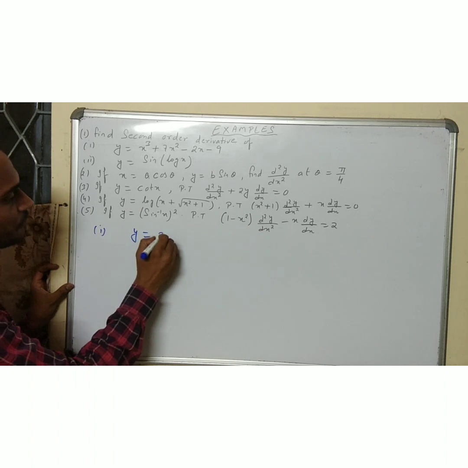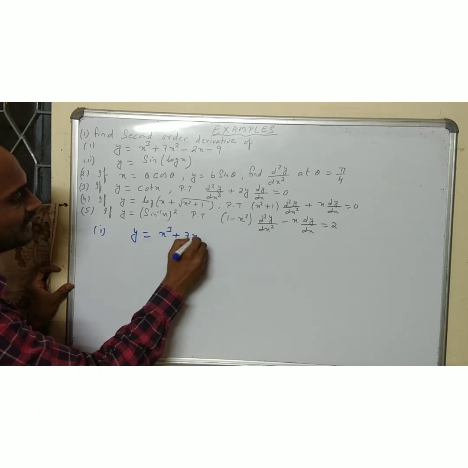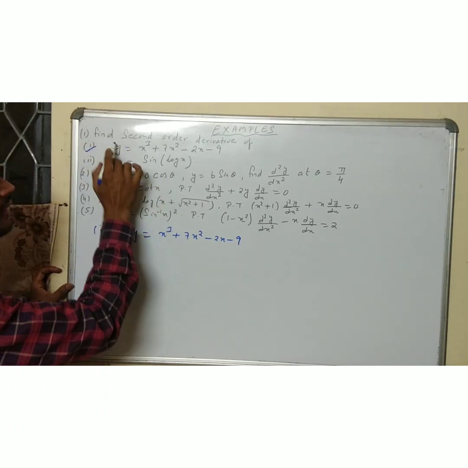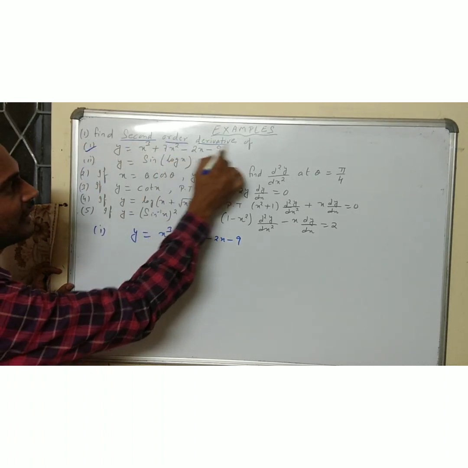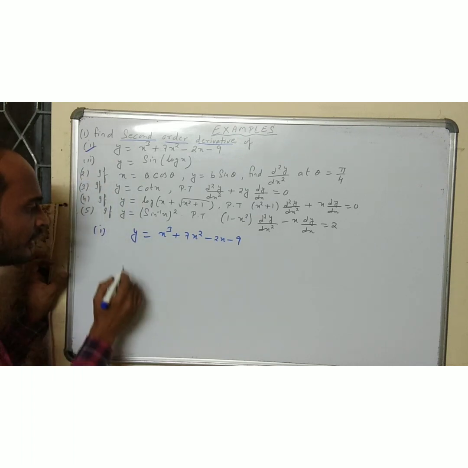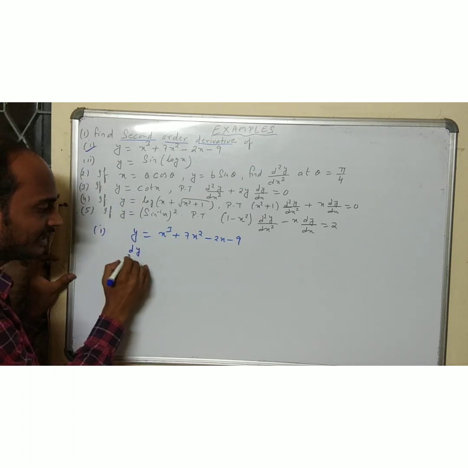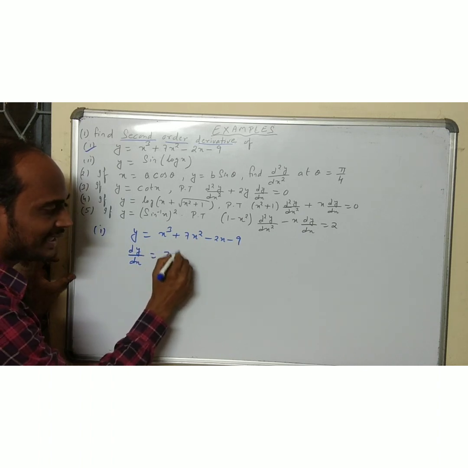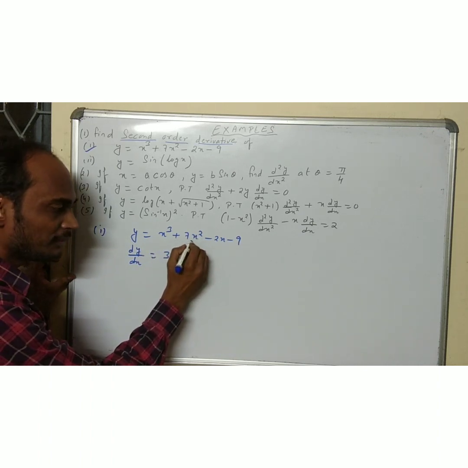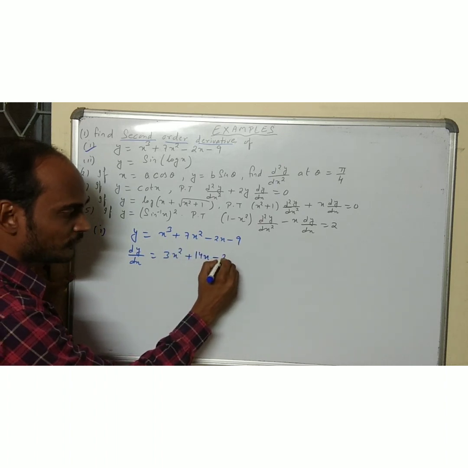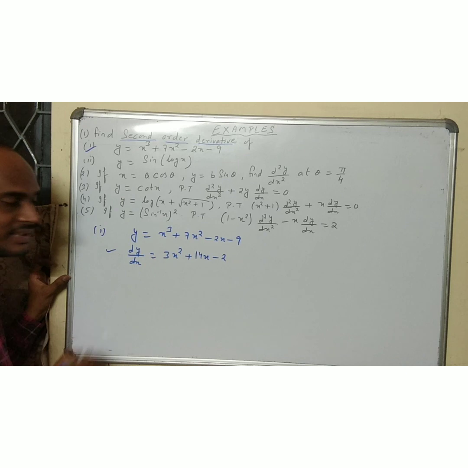So y equals x cube plus 7x square minus 2x minus 9. This is the first question given, where it is asked to find the second order derivative. Second order derivative means we have to find the derivative 2 times. So the first derivative we will write as dy by dx, and as you know the derivative of x cube will be 3x square. Derivative of x square will be 2x, so 7 is there, so it is 14x, minus derivative of 2x is 2. So this is the first derivative.